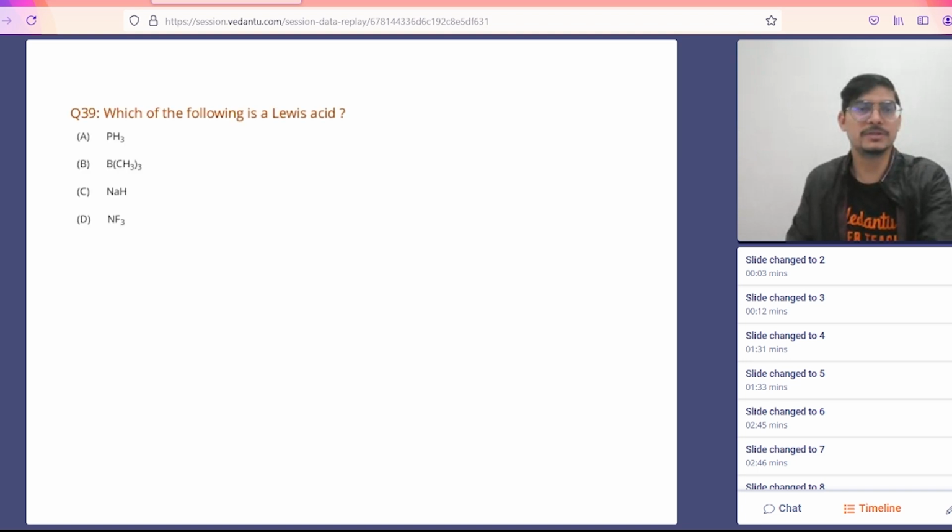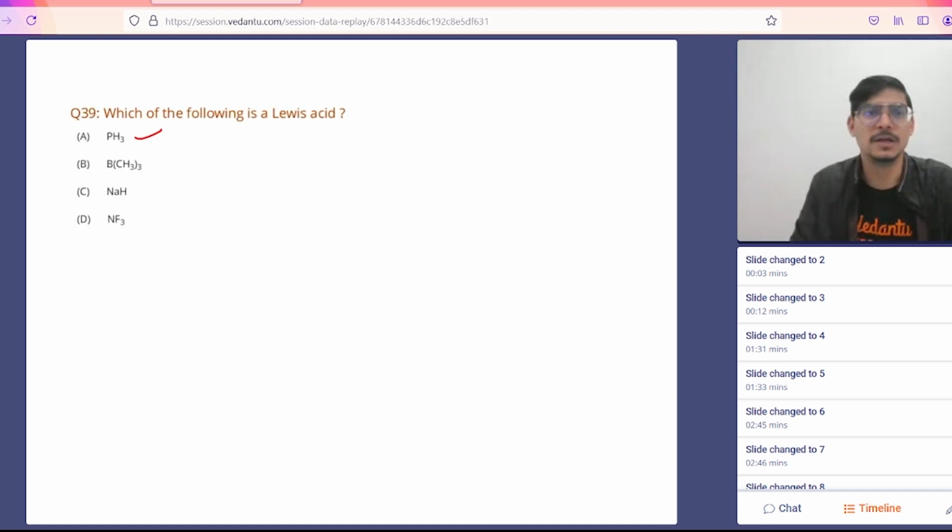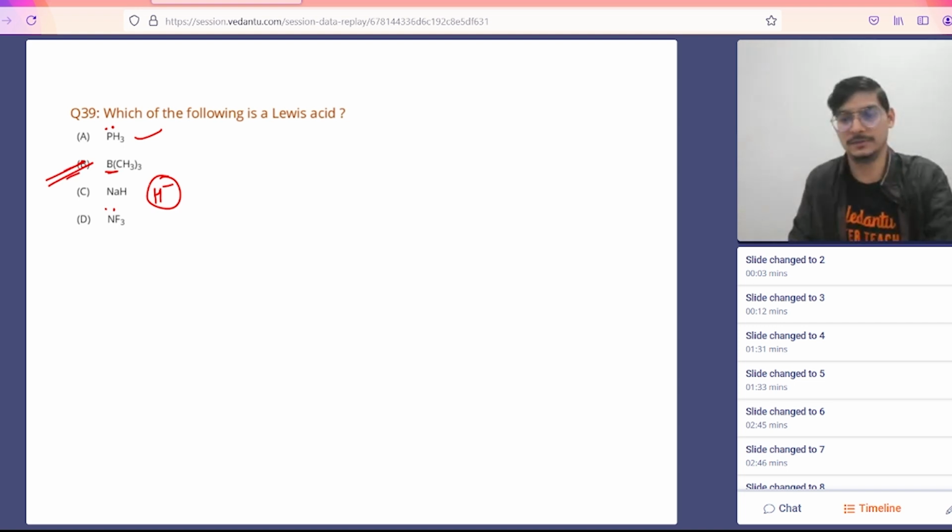Moving to the next question, which of the following is a Lewis acid? Phosphine is more likely to act as a Lewis base because of the presence of a lone pair on phosphorus. B(CH3)3, yes, this will definitely act as a Lewis acid because of a vacant orbital on boron, so this should be our answer. Sodium hydride, because of the presence of hydride ion, is more likely to act as a Lewis base. And NF3 also, because of the lone pair on nitrogen, will act as a Lewis base. So the only potential candidate for a Lewis acid here is option B.